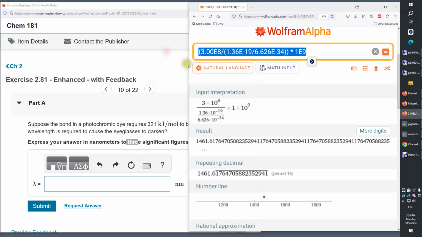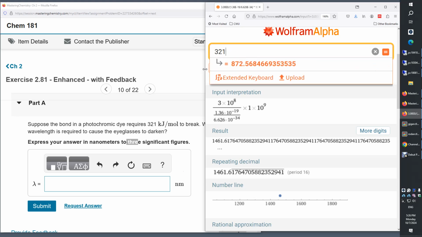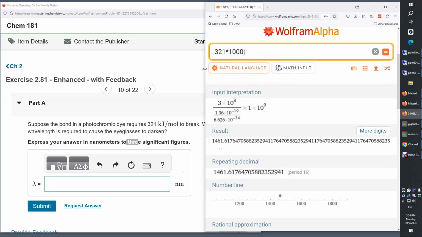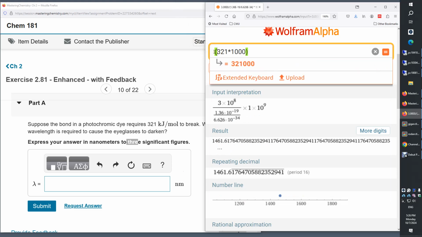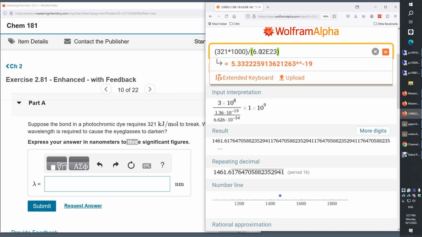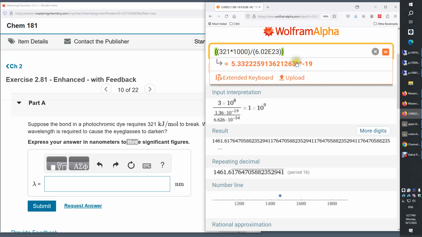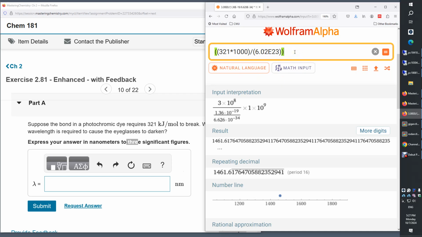So first we have 321 kilojoule. Each kilojoule is 1000 joule. So we have this much energy per mole of bonds. Now divide by the Avogadro constant. Alright, now we have the amount of energy required to break one bond. That corresponds to the energy of the photon. Okay, 5.3 times 10 to the power of negative 19 joule. That's the energy of the photon.